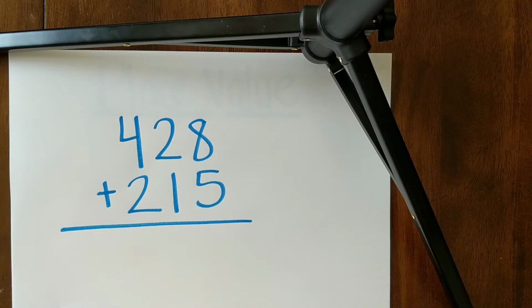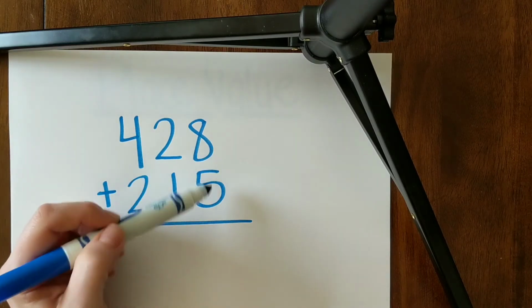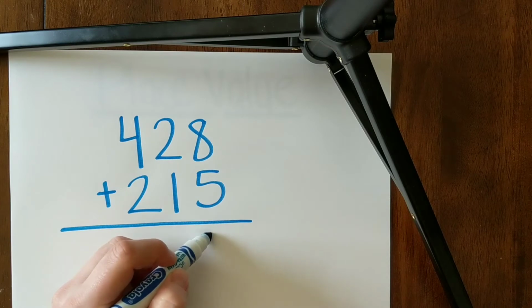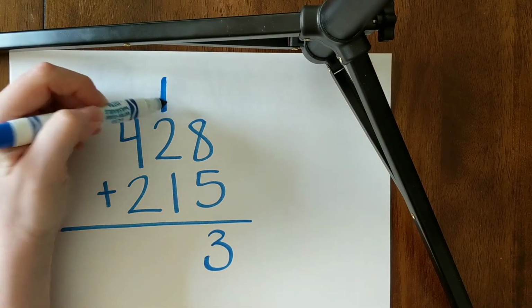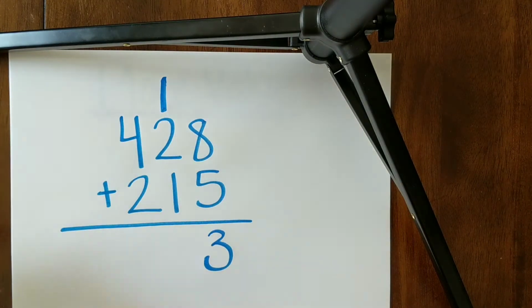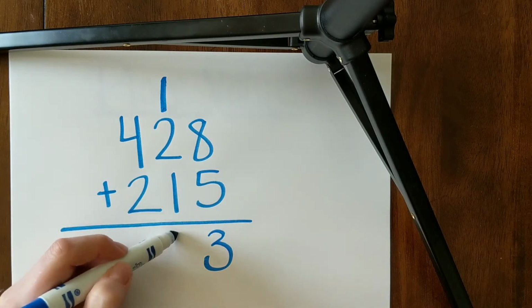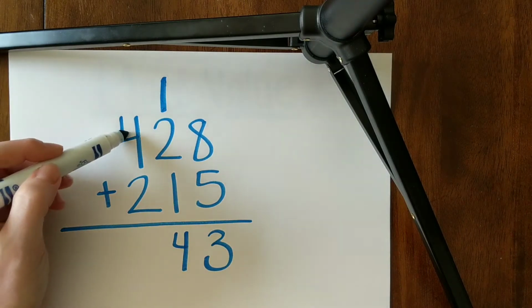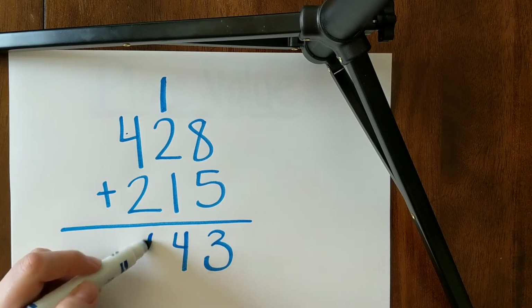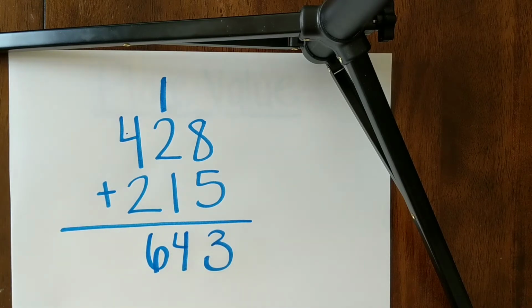Now, I know most of us learned 3-digit addition with regrouping or any addition with regrouping with the good old carry 1 strategy. So we were taught 8 plus 5 equals 13. I'm going to put my 3 down, carry the 1. 1 plus 2 is 3. 3 plus 1 is 4. And then 4 plus 2 is 6. So my answer is 643.